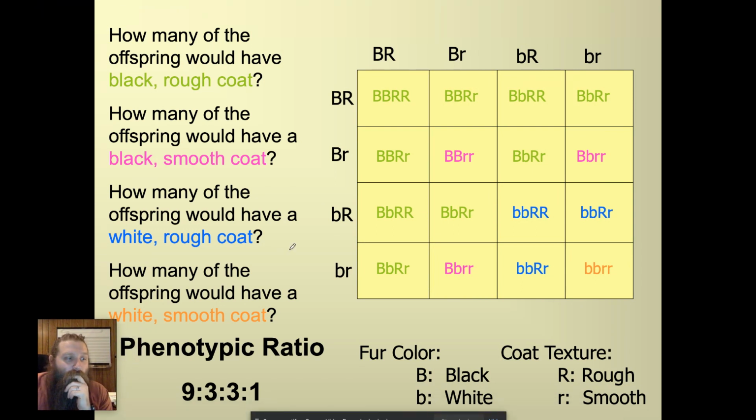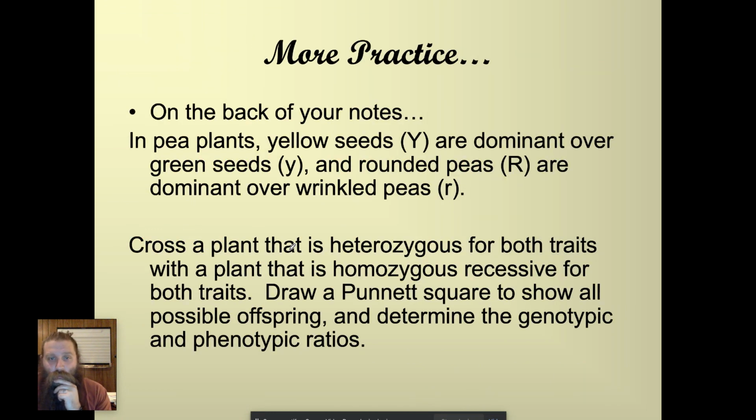All right? Now, here's something for you guys to do. Pea plants, yellow seeds are dominant to green seeds. So yellow gets big Y, little y. So this would be a yellow hybrid. Round peas are dominant to wrinkled peas. So this would be a yellow round pod, but this is a hybrid genotype. Cross a plant that's heterozygous for both traits.